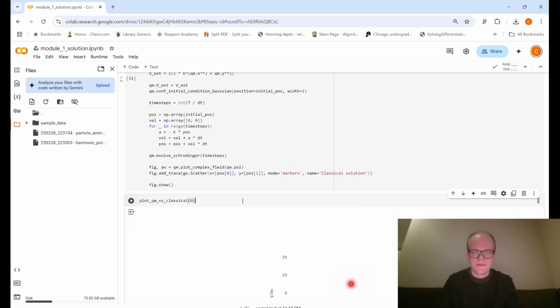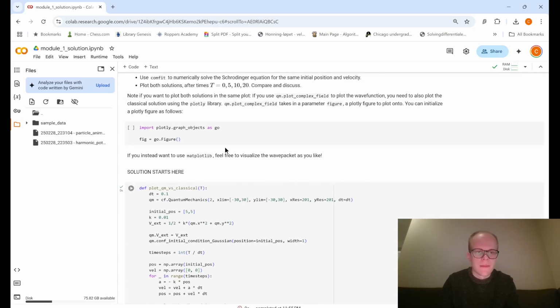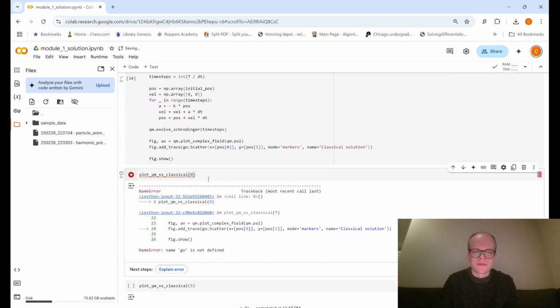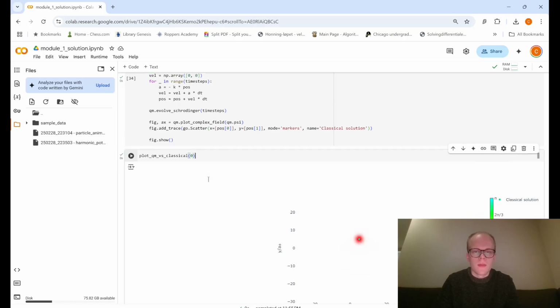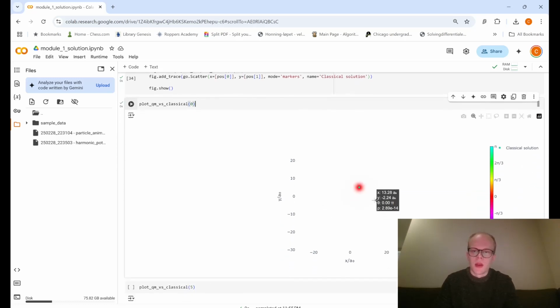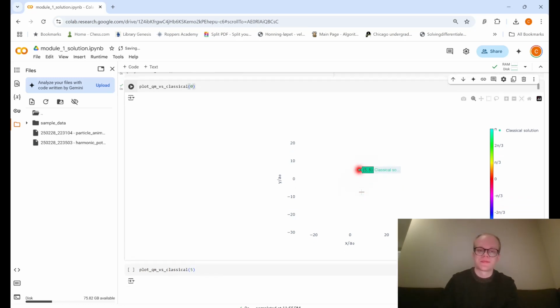Now let's see what we get. No, sorry, I need to run this first. Let's see. So after time 0, initially the particle has 0 velocity, so it just has a constant phase, and the classical solution is just right in the middle of the quantum mechanical wave function.